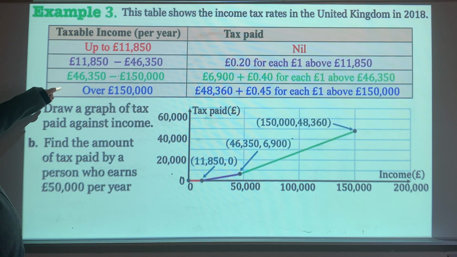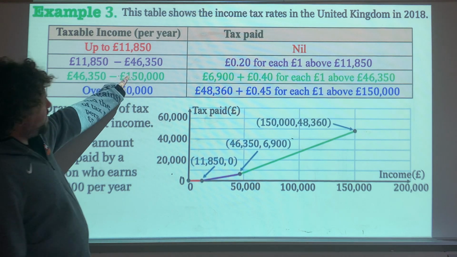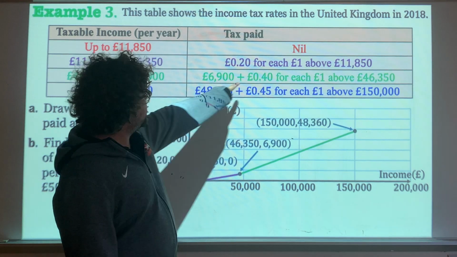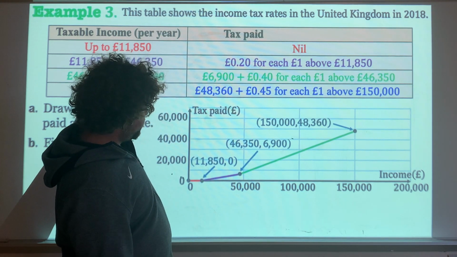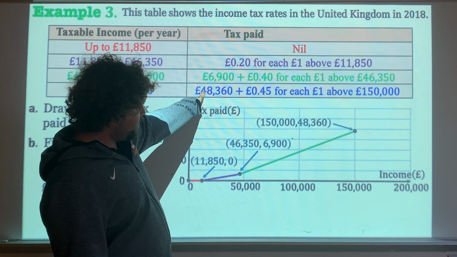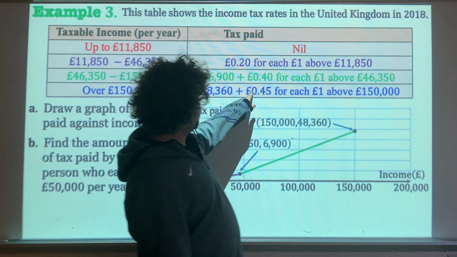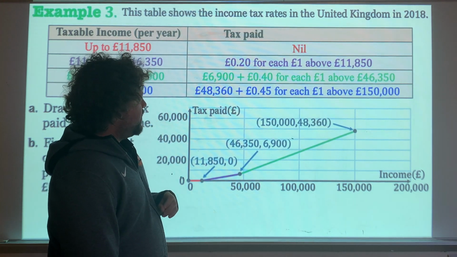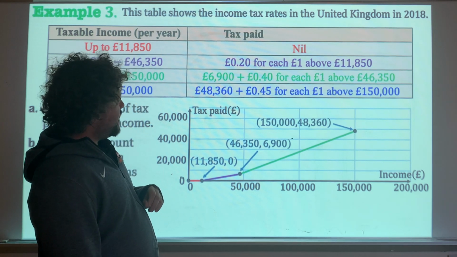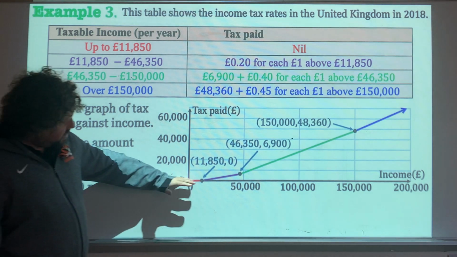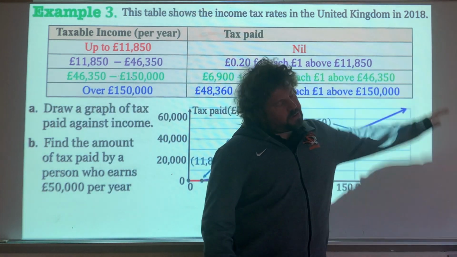So, from this number to 150,000, you're paying 40 pence for each pound. So 40 pence times the difference between these two is where the 48,360 comes from. And then you're just paying pretty much 45 pence. You have a gradient of 0.45 afterwards, and it just goes up. As you can see, the more money you make, the steeper your curve gets.